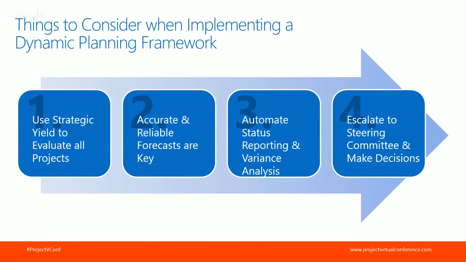So we're going to take a look at things to consider when implementing a dynamic planning framework. And there's many things, but we just distilled it down to 4 here. The need for a new metric in PPM, strategic yield. We'll take a look at what that's all about. Why quite honestly, until you improve a culture for forecasting in the organization, dynamic planning will remain a futile exercise. So we'll look at the importance of forecasting.